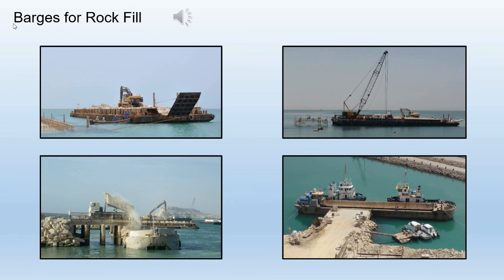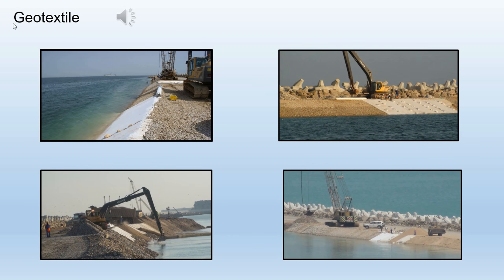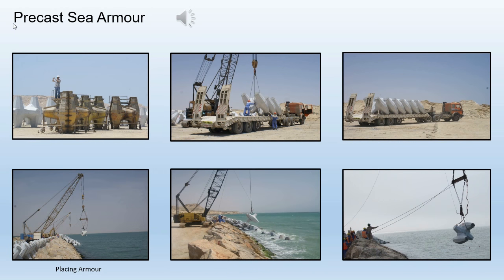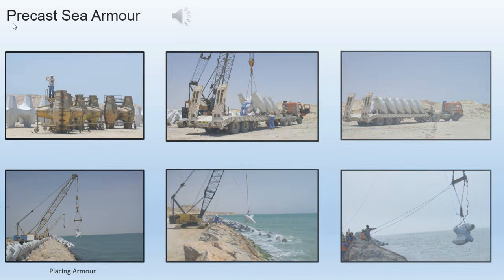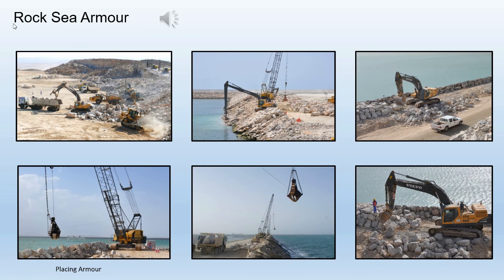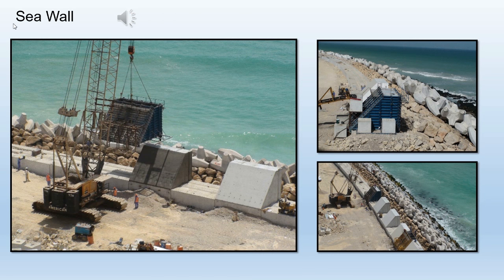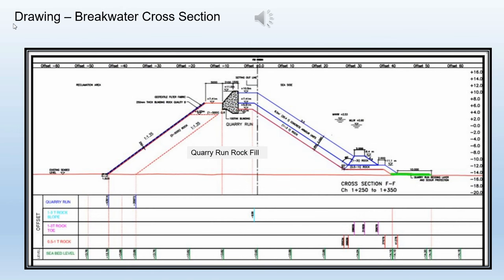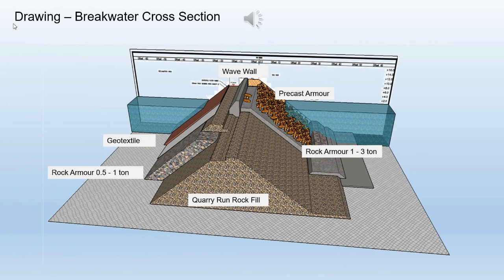Barges used to transport the rock fill. Placing the geotextile membrane. Placing the precast concrete armor. Replacing the rock armor. Constructing the in-situ concrete wave wall. Cross-section of the breakwater. 3D drawing of the breakwater, cross-section.